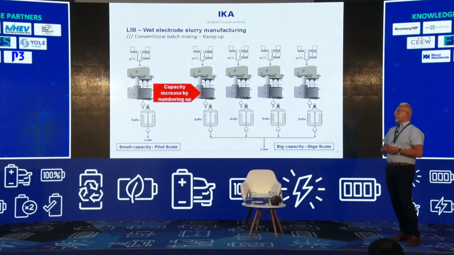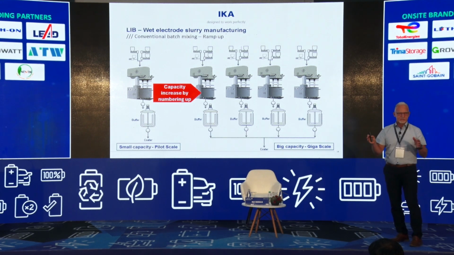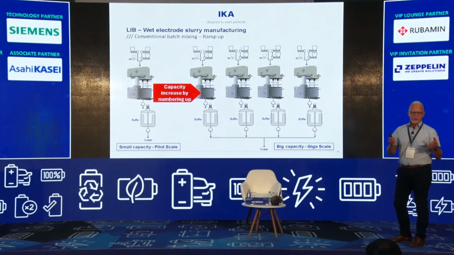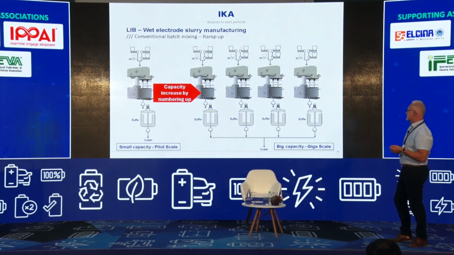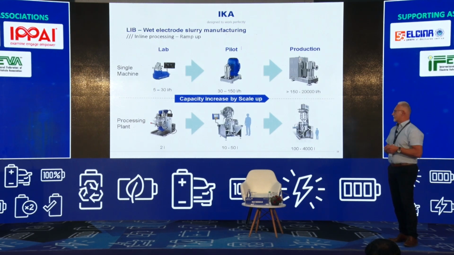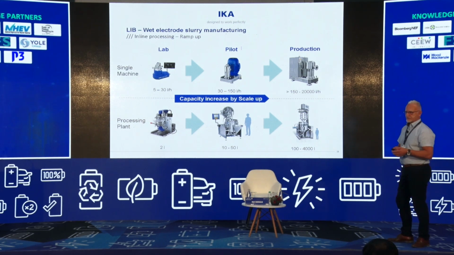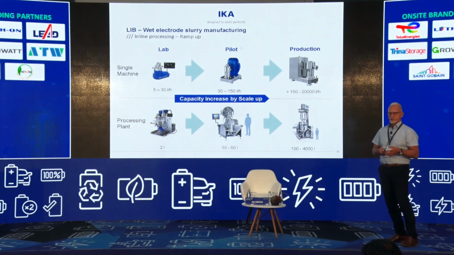Next point, when we want to ramp up production. Usually, even in pilot scale, if you have such a standard mixer, you have to choose quite a big machine already to be sure about the processing parameters later on. If you want to increase capacity, the regular case is to number up the machines. Doing it inline, there is the possibility to do this by scale-up. We don't increase the number of machines, we just use a bigger machine for each process step.